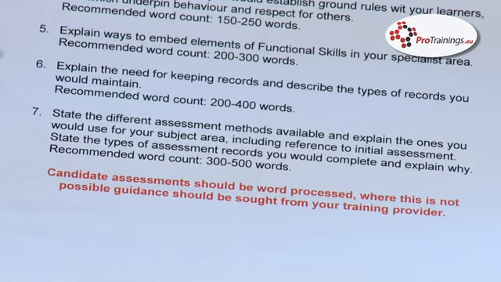Final question is state the different assessment methods available and explain the ones you would use for your subject area, including reference to initial assessment. State the types of assessment records you would complete and explain why. So here we're looking at the main sort of assessing. So the initial assessments you may well do before they come on the course. Within the Battles course, you fill in a base form before you come along, so we've got a rough idea that you're actually okay, your basic English skills are okay to carry on the course.